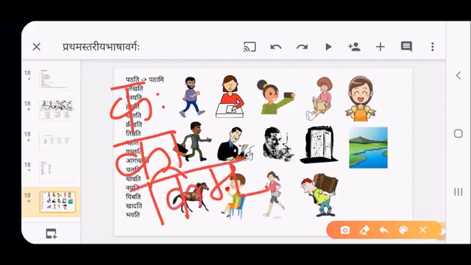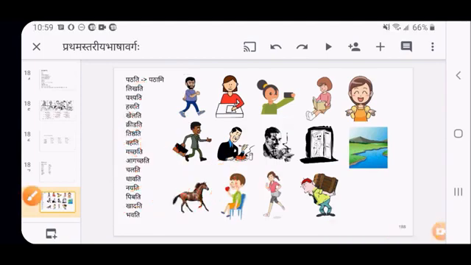Depending on if I can see the person or the object doing the action, I can use the correct gender. Kaha is for pullinga, ka is for strilinga, kim is for napumsakalinga. So depending on who is doing, I can change the word. But if I do not know the lingam, then I can generally ask kim only. It doesn't matter.